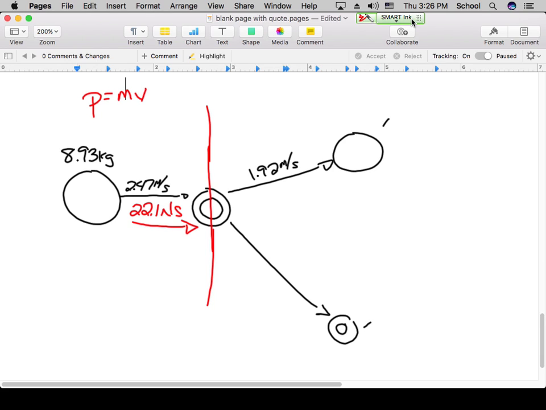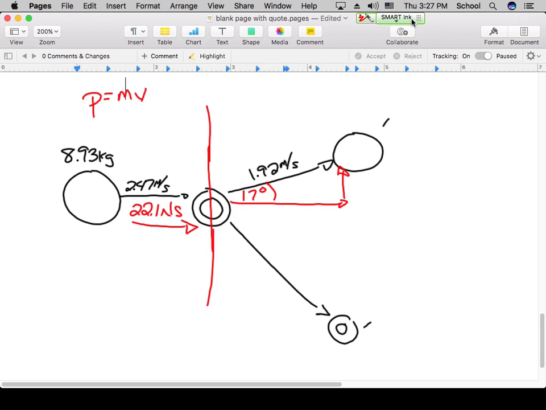But the problem is it's now contained in 2 objects instead of 1. But if we look at the pool ball, afterwards it was going forward and it's going off to the side. Sorry, I didn't include an angle. Let's include this angle is 17 degrees. So it's going forward and it's going off to the left.